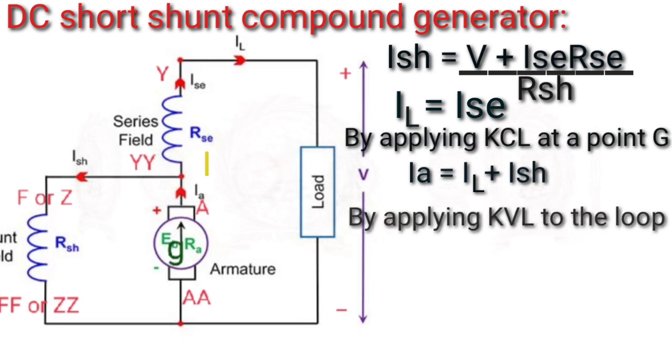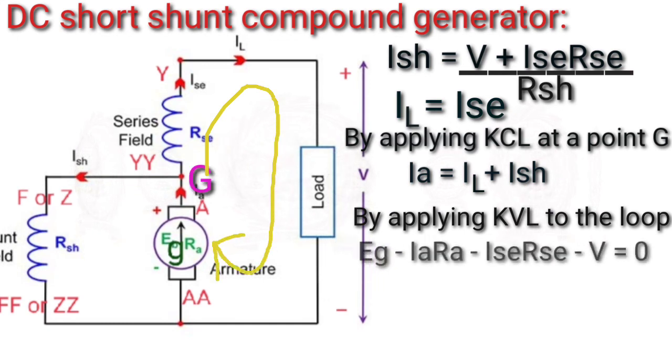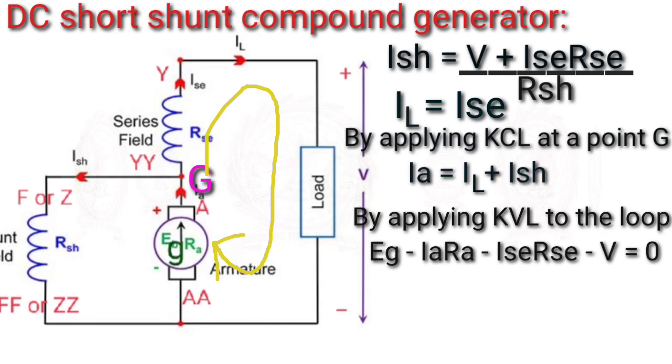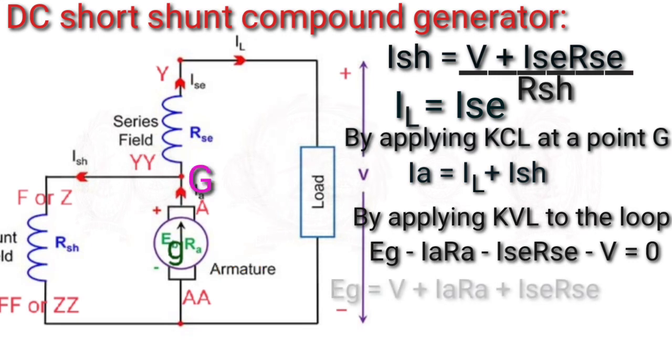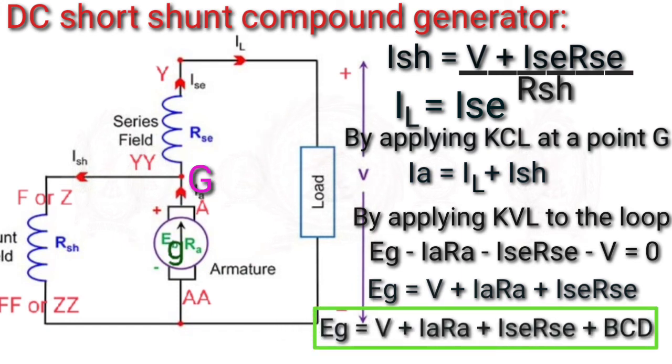By applying KVL to this loop, we get EG minus IA RA minus ISC RSC minus V is equal to 0. So EG is equal to V plus IA RA plus ISC RSC. Finally, EG is equal to V plus IA RA plus ISC RSC plus BCD. Here BCD means brush contact drop.